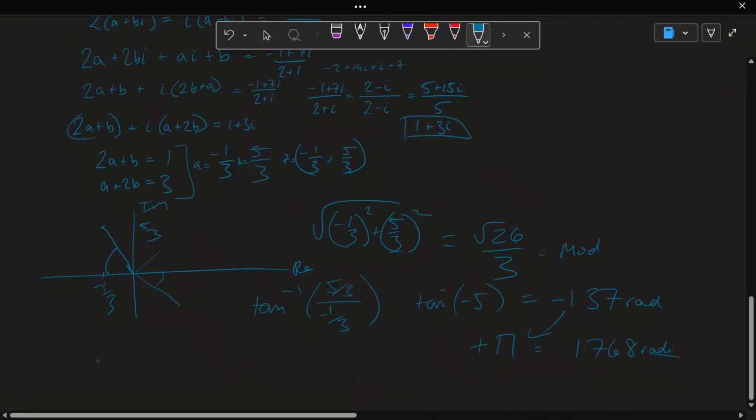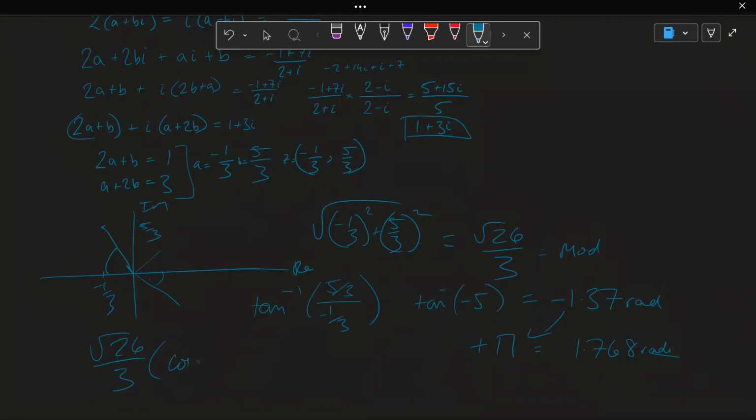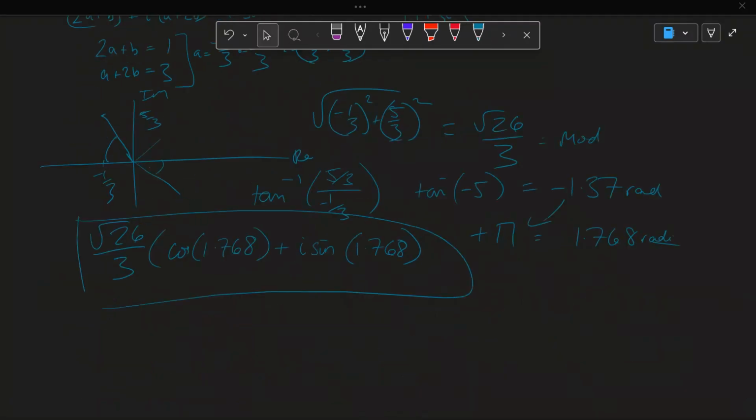Therefore, our full modulus argument form would be root 26 over 3, cos of argument 1.768 plus i sine 1.768. That's our final answer. Great, that's it from me. Hopefully my random ramblings all made sense.